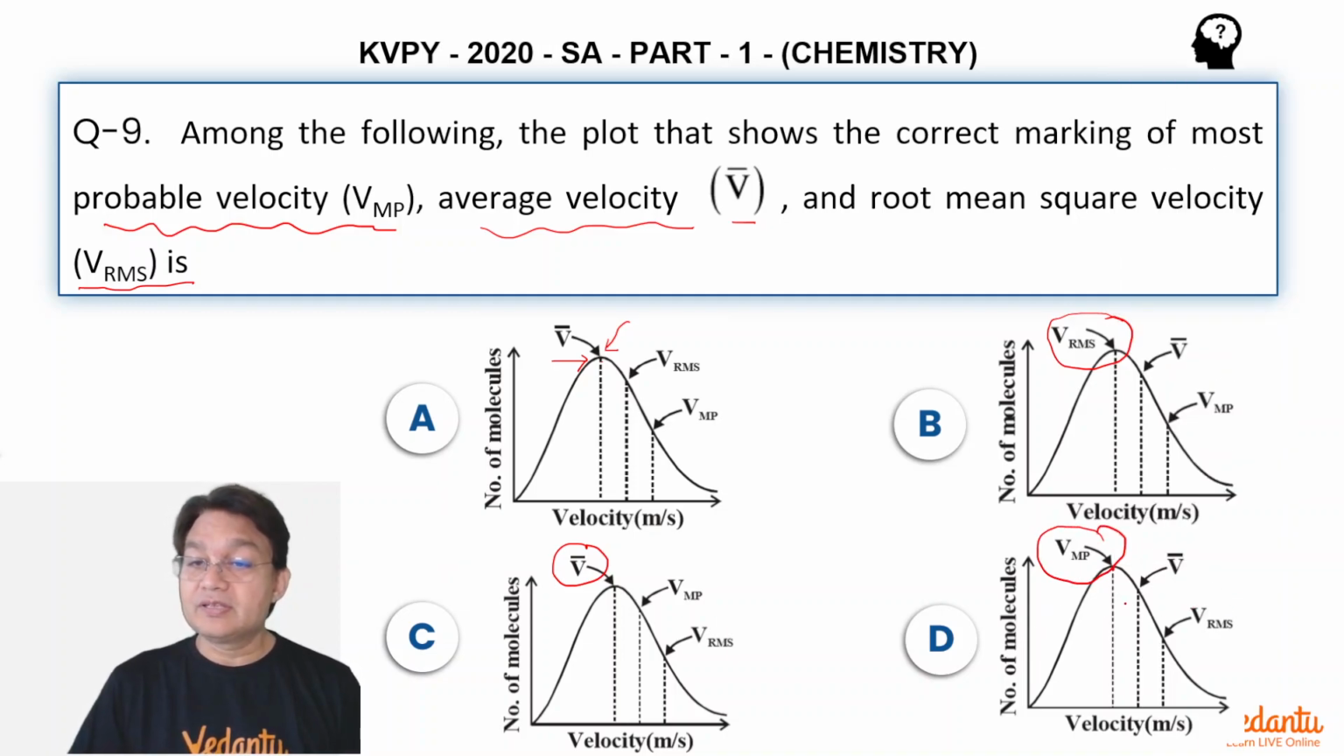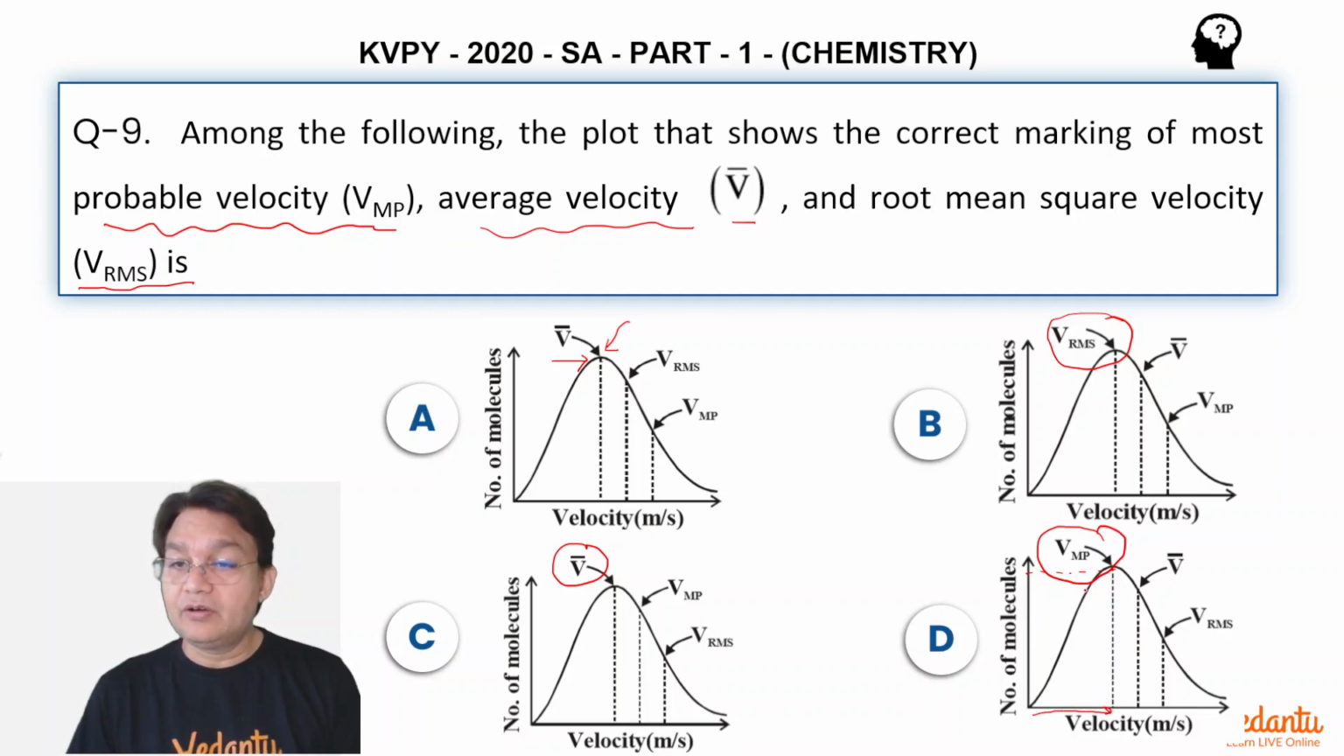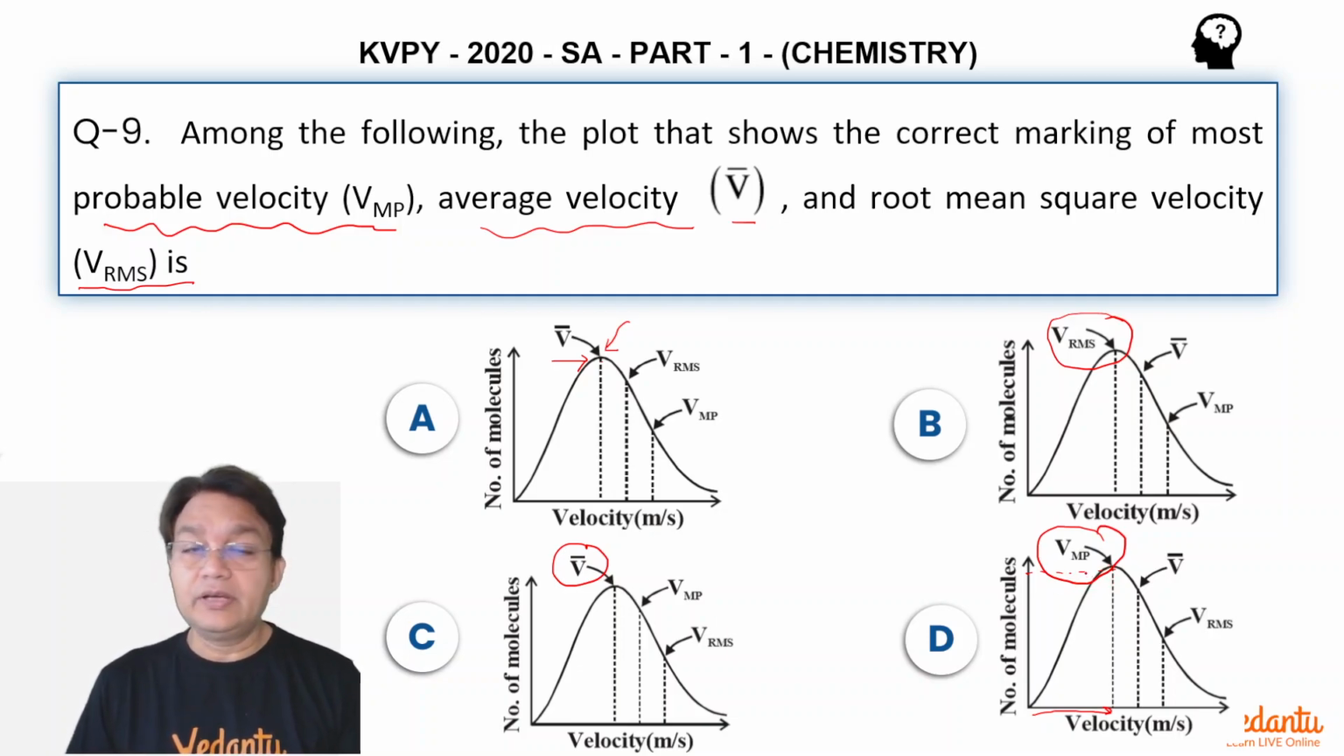Because most probable velocity, what? If you see the number of molecules which are possessing this velocity, they are maximum at this value. At this value of the velocity, they are maximum. So we need not go and scan for some other options. Only from the options we can see that only option D seems to be the correct option.